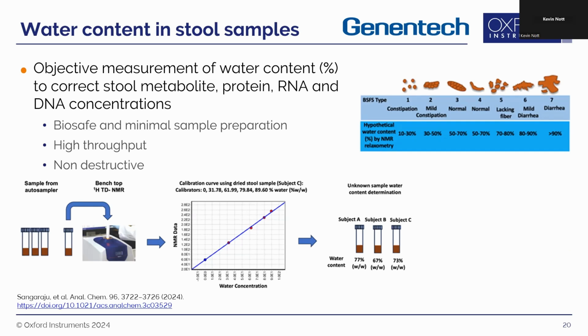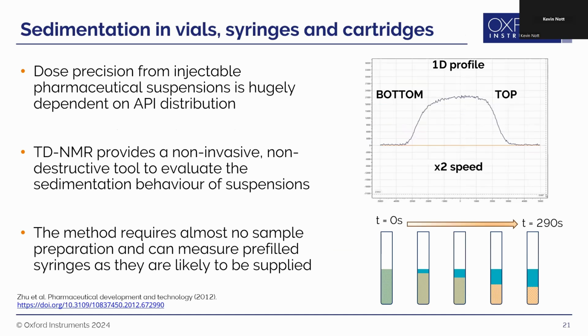Throughput is high as the measurement takes just a few minutes, and of course the same sample could be used for other bioanalyses. As well as diffusion and droplet size, which we mentioned earlier, we can also use magnetic field gradients for imaging. This is of great interest in measurement of sedimentation in injectable pharmaceutical suspensions contained within vials, syringes, or cartridges, since the uniformity will influence the dose precision.